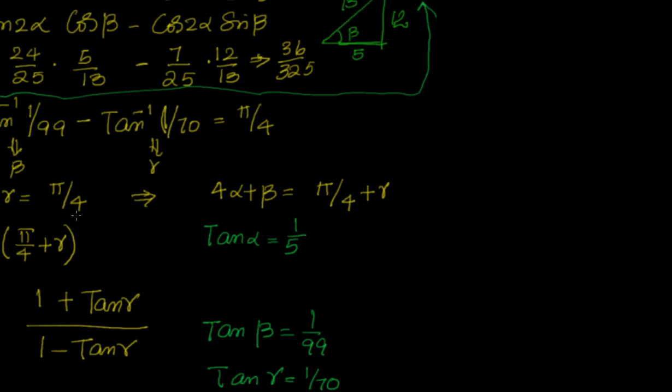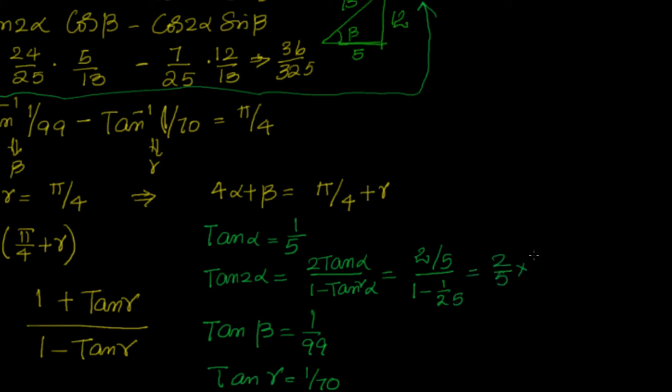That's the earlier problem. Okay, now we have tan alpha. Then we have to find out tan 2 alpha. Tan 2 alpha, what is the formula? 2 tan alpha by 1 minus tan square alpha. That's nothing but 2 by 5 by 1 minus 1 by 25. That is 2 by 5 into 25 by 24. That's nothing but 5 by 12. Now that's only tan 2 alpha.